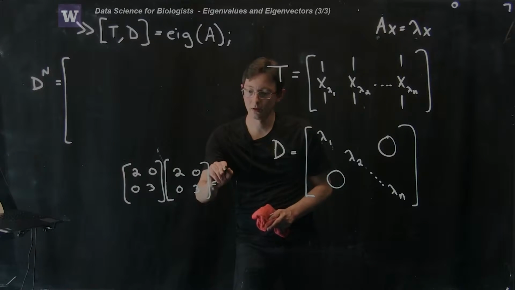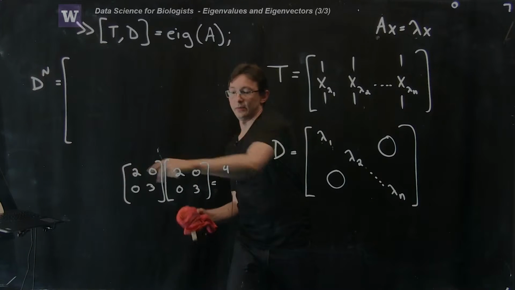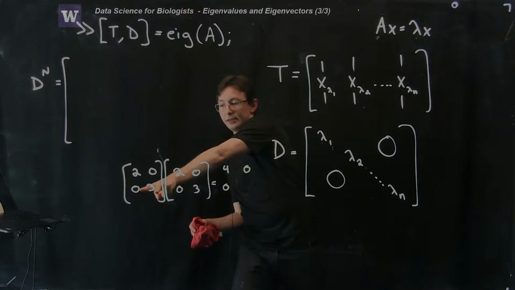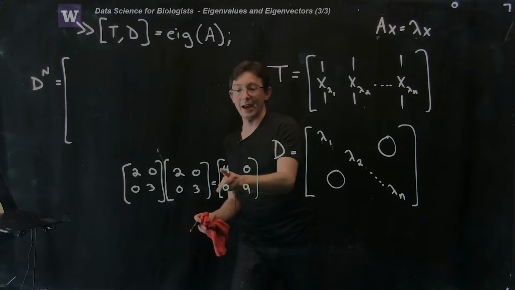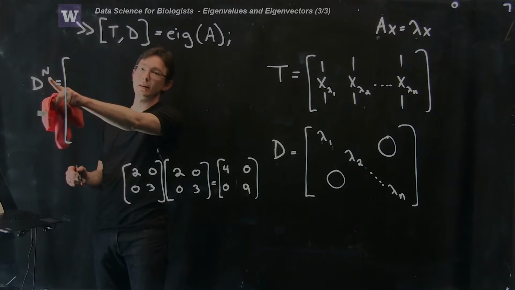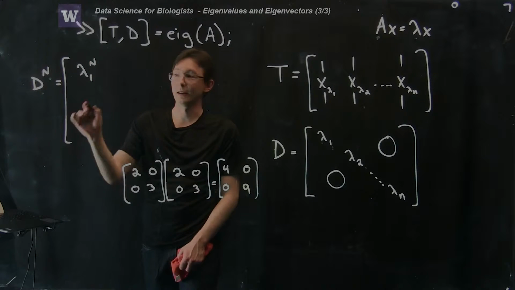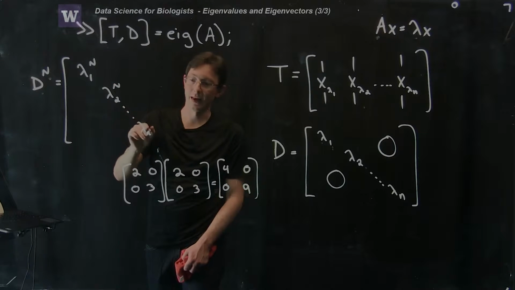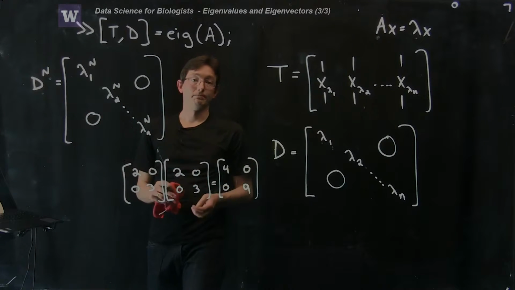2 times 2 is 4. And then 0 times 2, 3 times 0, the off-diagonal elements are both 0. And then the last one is going to be 0 plus 3 times 3, which is 9. And you end up getting the diagonal matrix with the diagonal elements squared. So if I take D to the power n, I'm going to get the same diagonal elements, lambda 1, but now to the power n, lambda 2 to the power n, all the way to my last eigenvalue to the power n, and zeros everywhere else. This is kind of cool.